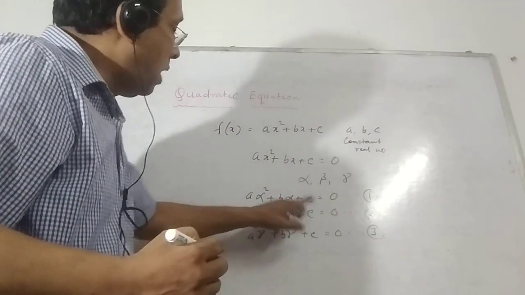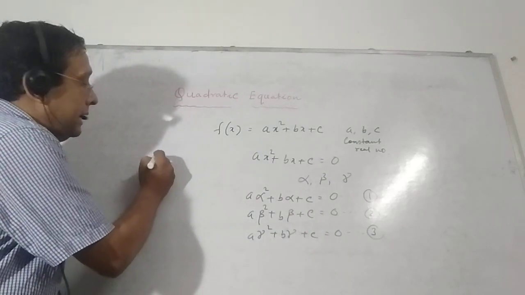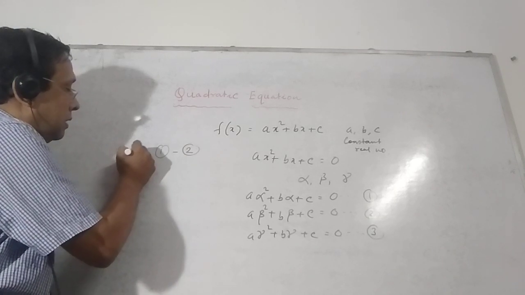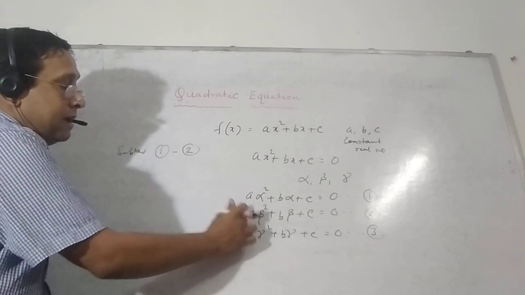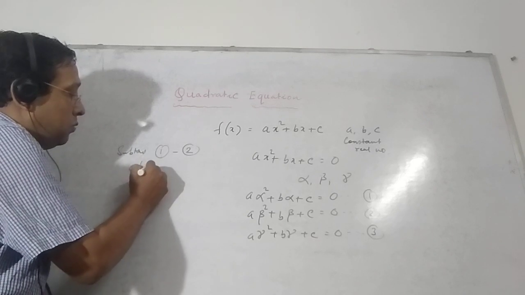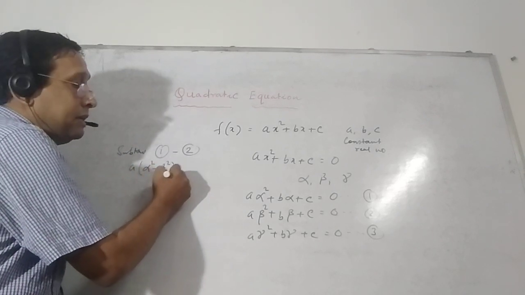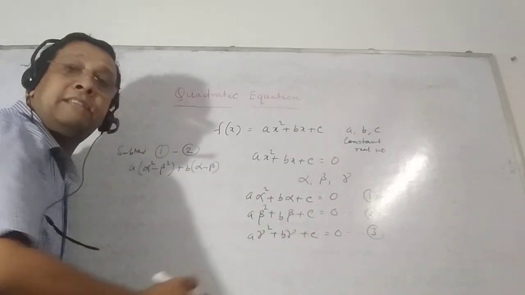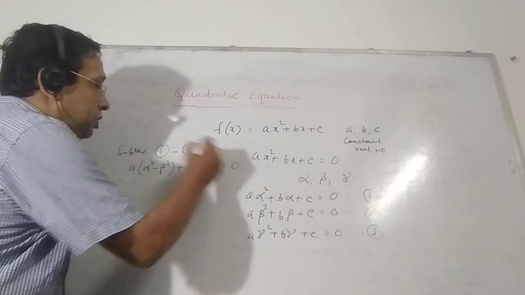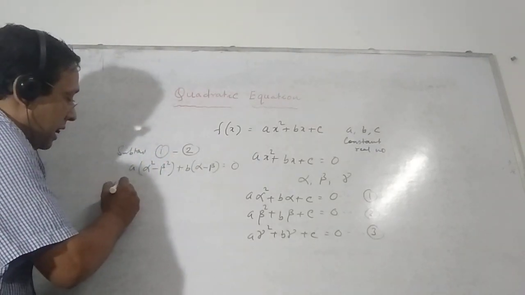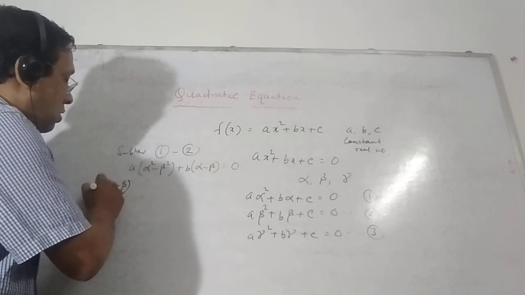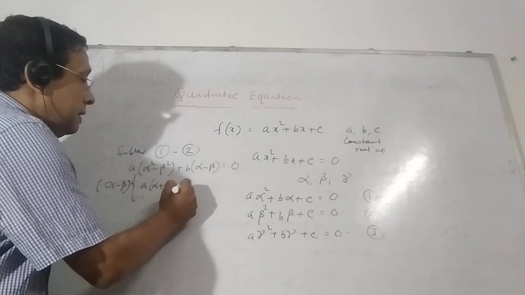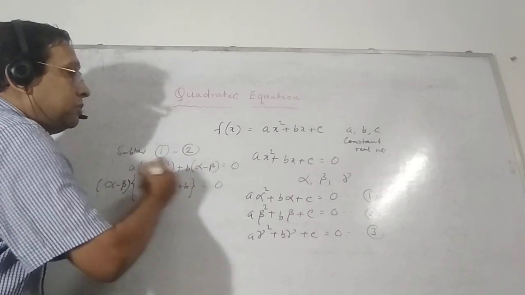Now, from 1 and 2, if I subtract, 1 minus 2, what can you get? I will get a into alpha square minus beta square plus b into alpha minus beta. C is cancelled. This should be equal to 0. And if I take alpha minus beta common, I can get a into alpha plus beta plus b is equal to 0.